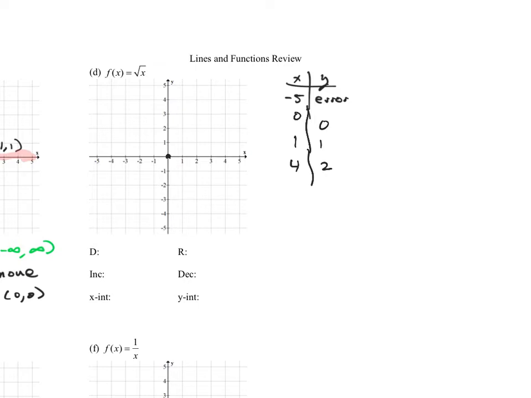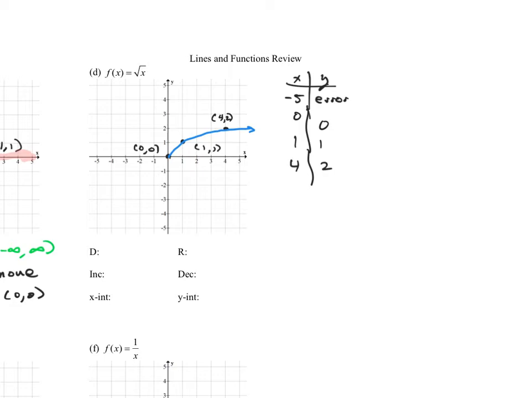So those are 3 nice points that I can use. And remember, I only have to plot and label 3 points for sure. So there's 0, 0, 1, 1. Another point that I want is the point 4, 2. I'm going to go ahead and label those: 0, 0, 1, 1, and 4, 2. And now I'm going to remember what the graph of square root of x looks like. Square root of x is a nice curved graph, kind of like a parabola, but flipped on its side. Looks something like that right there.